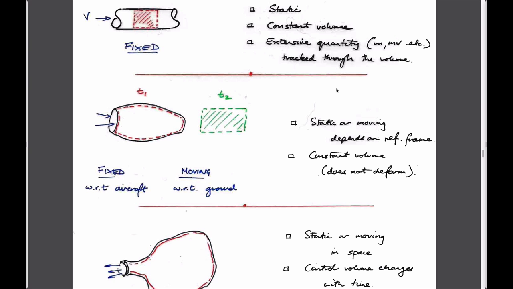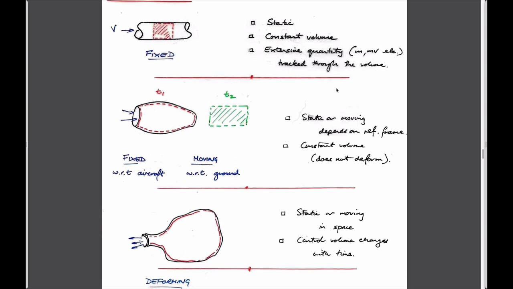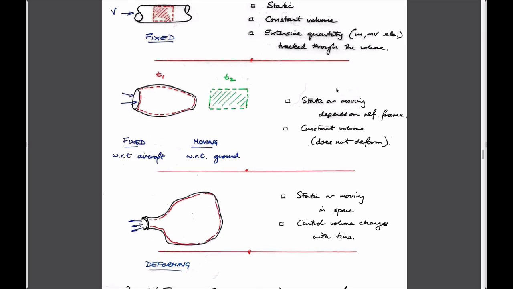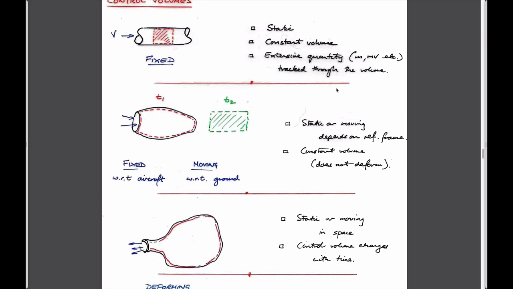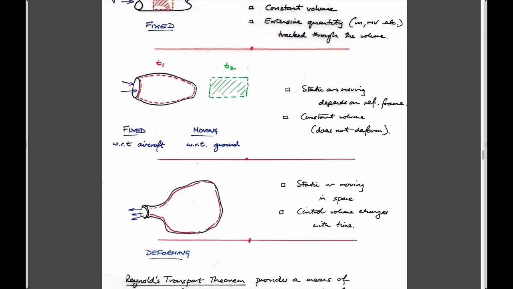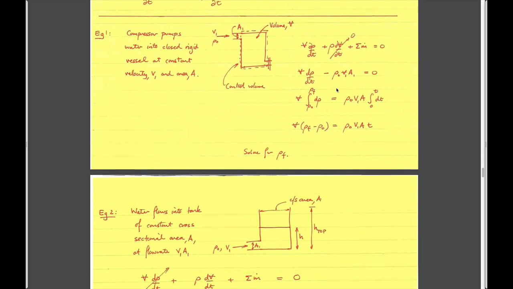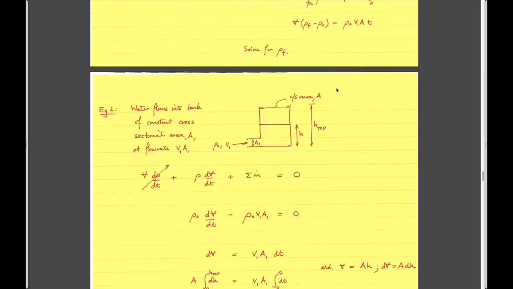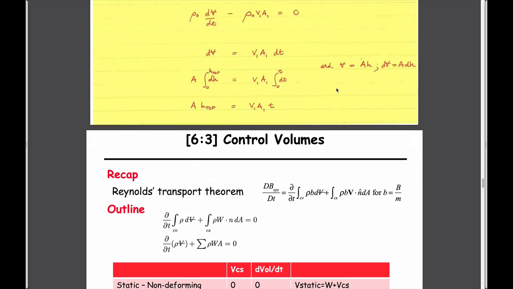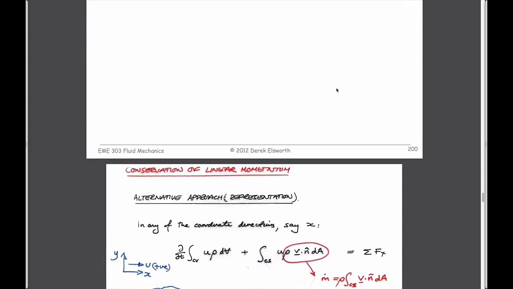Control volumes, we talked about different kinds of control volumes: static, moving, non-deforming, and deforming. We went through some examples. I don't think you need anything quite as elegant as the ones we used. I'm trying to look to see if there are some examples here we can use.